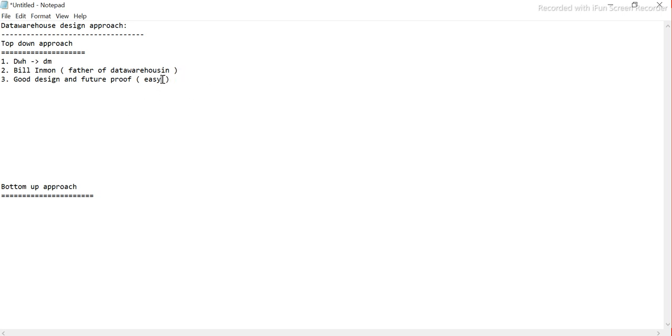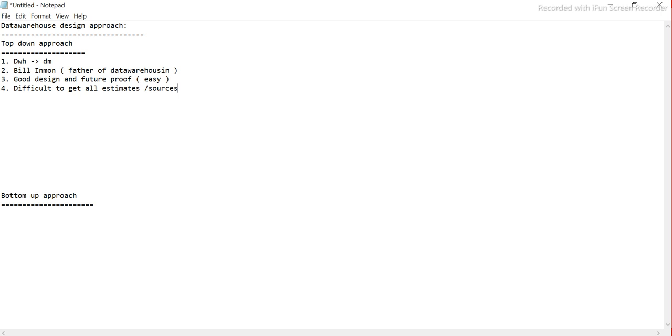Okay, but easy but not quick, guys. Yeah, it takes a lot of time. So when I say the fourth point, it is difficult to get all estimates or source systems also.